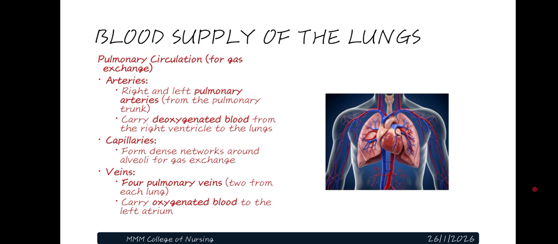Blood supply of the lungs. Pulmonary circulation for gas exchange. Arteries: right and left pulmonary arteries from the pulmonary trunk carry deoxygenated blood from the right ventricle to the lungs. Capillaries form dense networks around alveoli for gas exchange. Veins: four pulmonary veins, two from each lung, carry oxygenated blood to the left atrium.